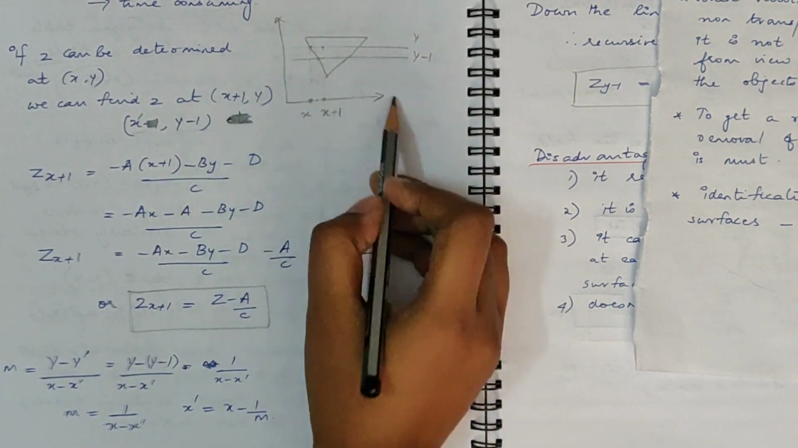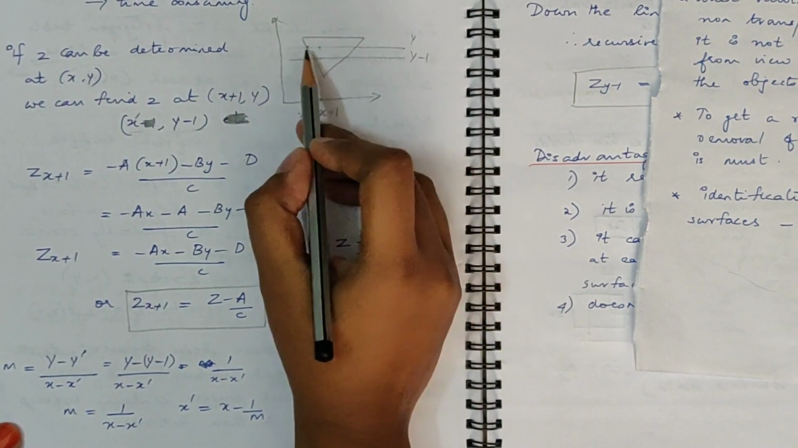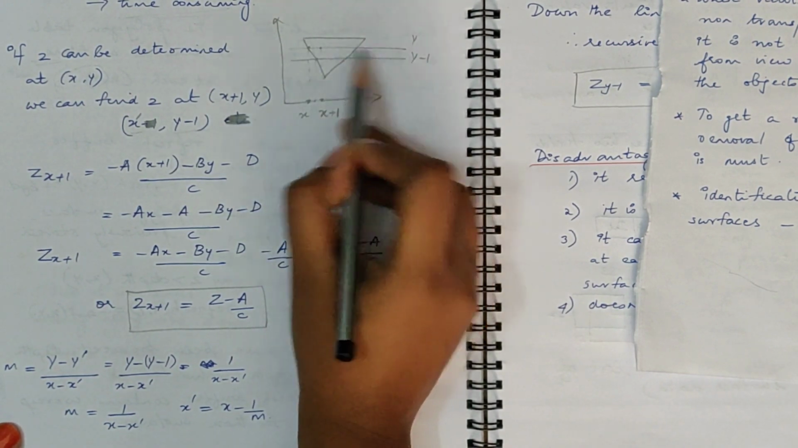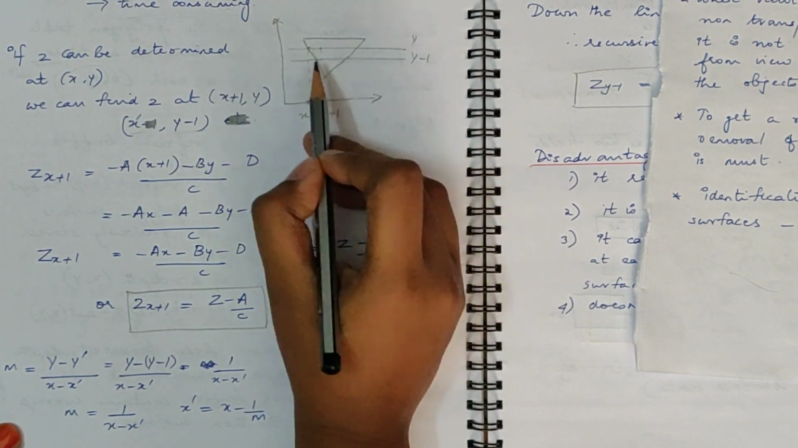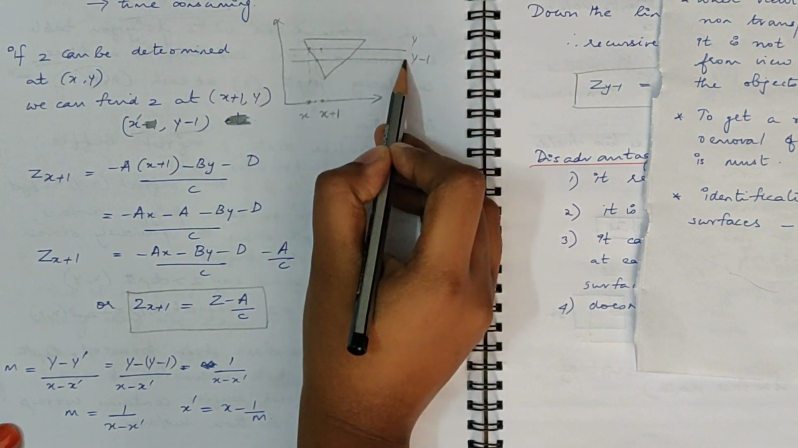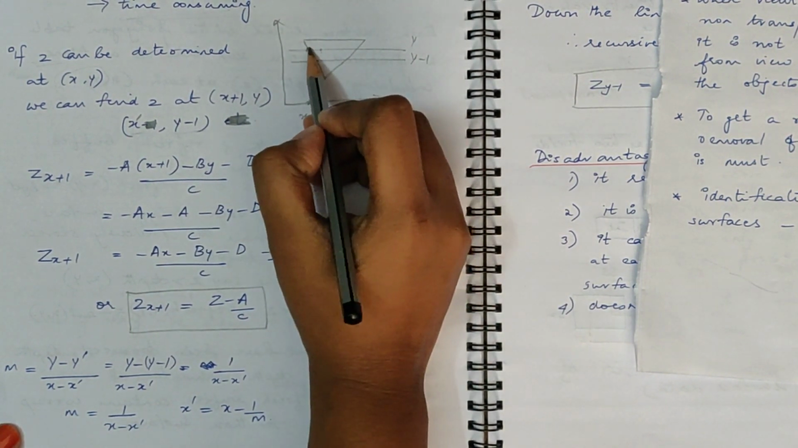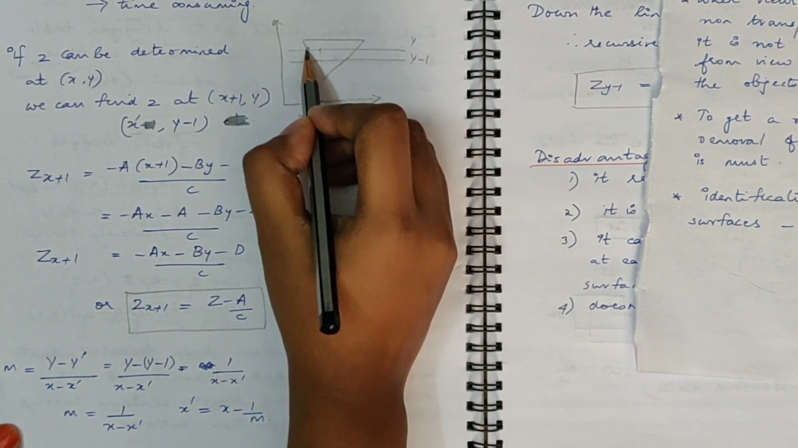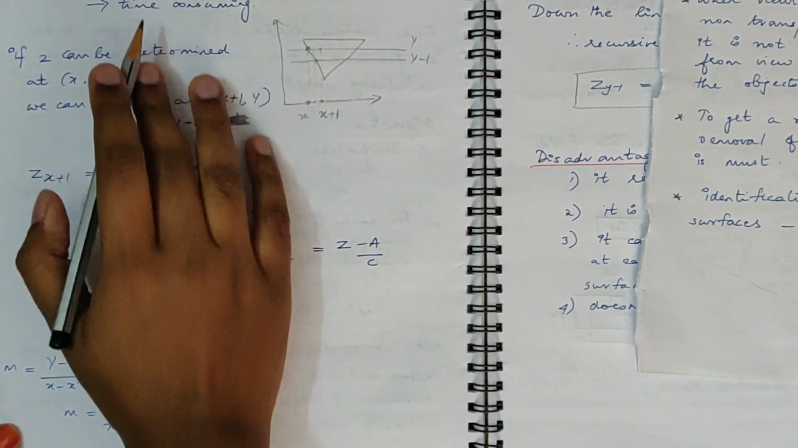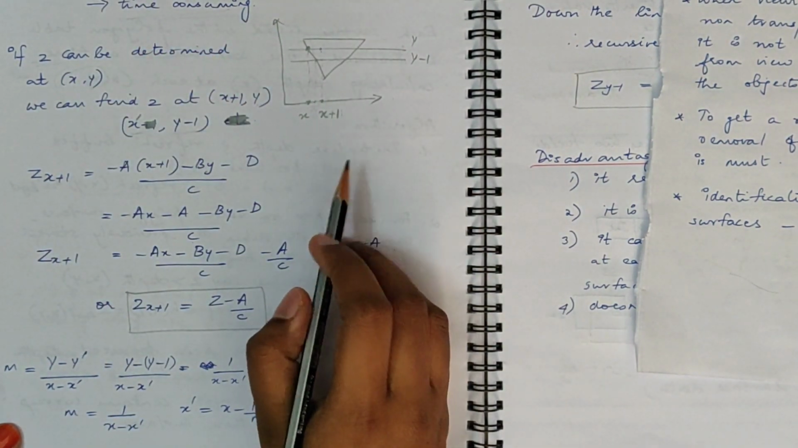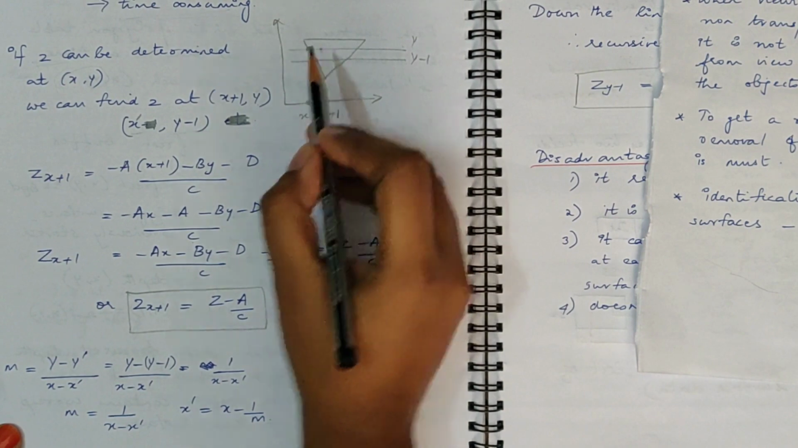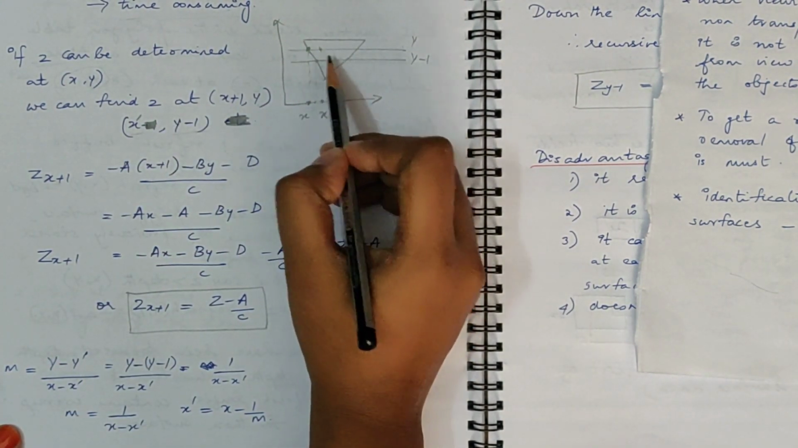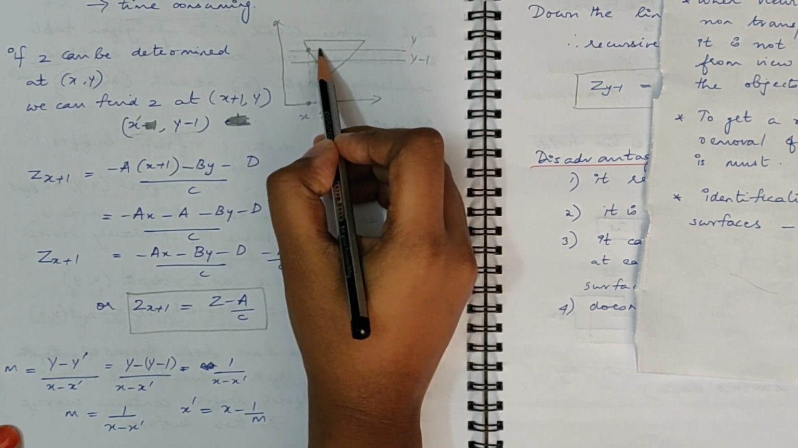Okay, so for that, look at this. If this is a polygon that we have, and you have the scan lines, you have to process from the top. Let us consider this line y, and this line is y minus 1, and you have this point x. Suppose you have calculated the depth value at this point xy by using this plane equation, then we can find the z value at x plus 1, y. So this is x plus 1, y. It can be easily found out.